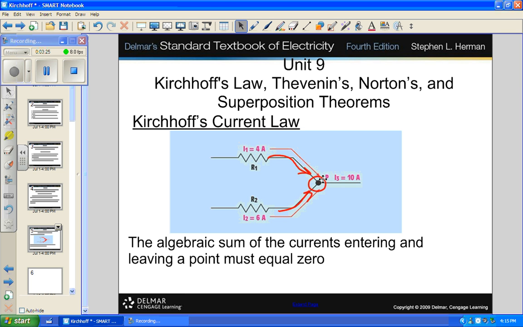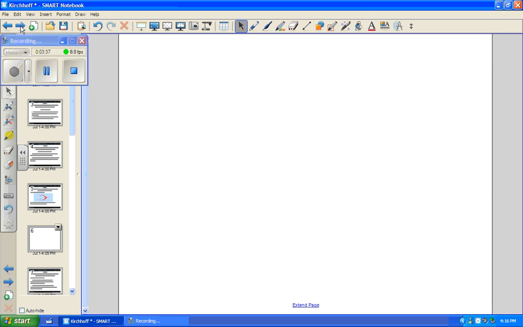The same thing is true if we're going the other way. If we had 10 amps coming into this thing and we had 2 resistors, all that current's going to be going out through those 2 resistors. That's all Kirchhoff is saying. So it's a pretty simple rule.